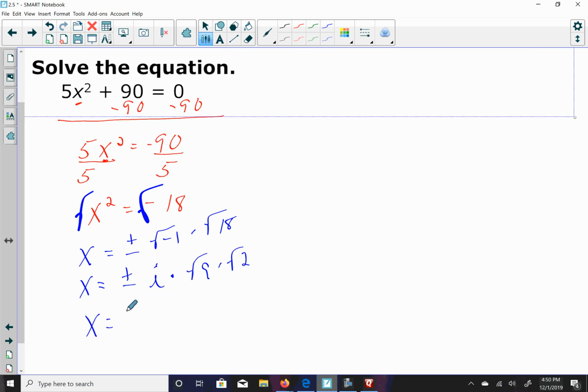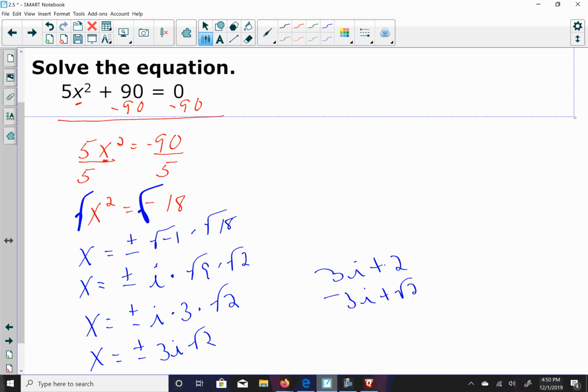Then I'm going to take the square root of 9, which is 3, so I'm going to have i times 3 times the square root of 2. And then to clean this up a little bit, I'm going to say x is equal to plus or minus 3i times the square root of 2. So my answers are 2 plus 3i and 2 minus 3i... oh, that's the square root of 2. Got my square root sign. There you go. So those are my two solutions. Again, I can leave it like this down here, or I can separate into the two separate ones. That is your choice.